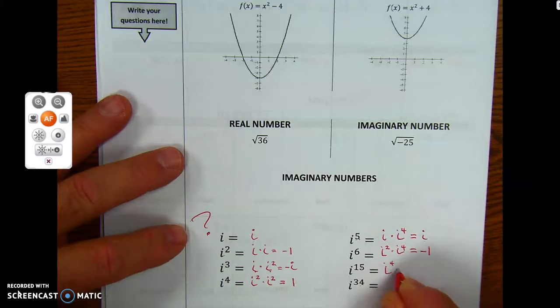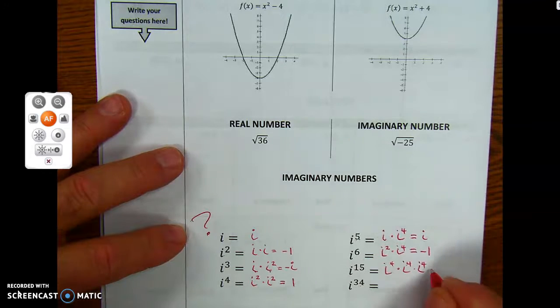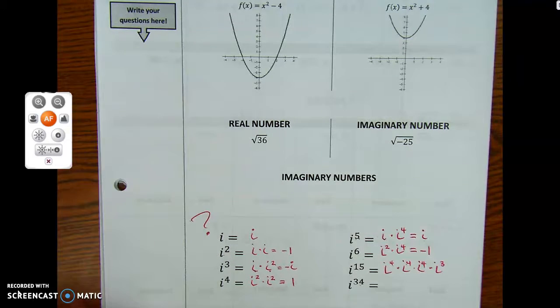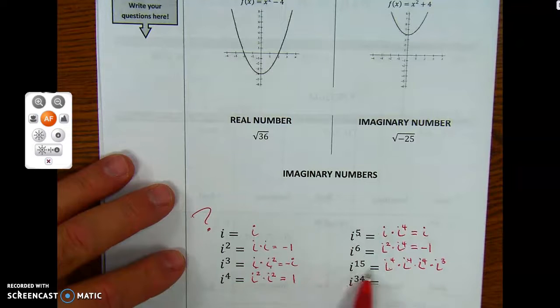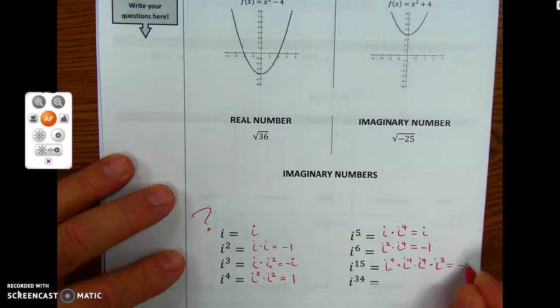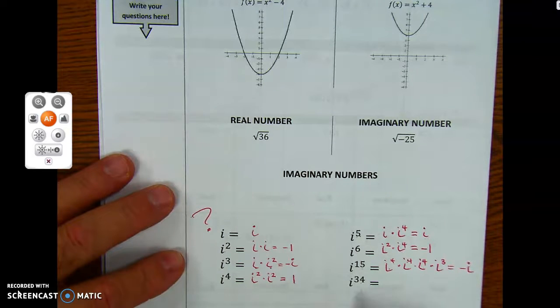So this is i to the fourth times i to the fourth times i to the fourth. That's 4 plus 4 plus 4 is 12, times i to the third, which means that that's 1 times 1 times 1. So i to the 15th is the same as i to the third, which equals negative i. Now, i to the 34th. Well, oh my gosh. That's i to the fourth 8 times. The number 4 goes into 34 8 times.